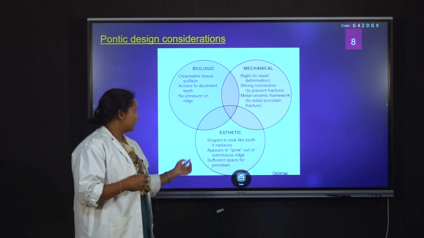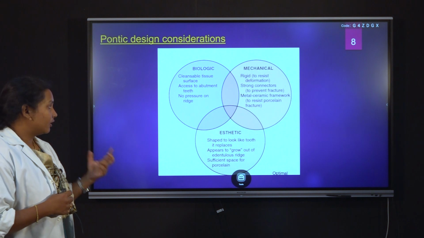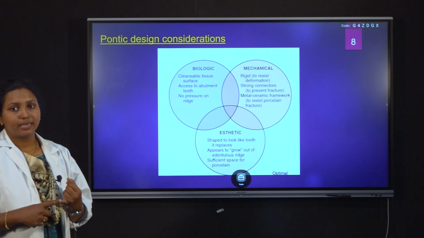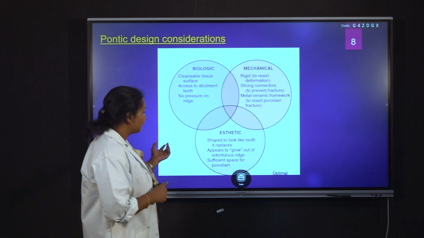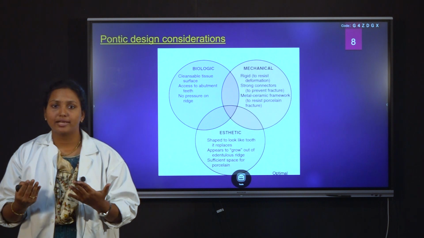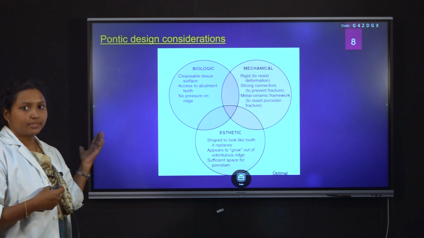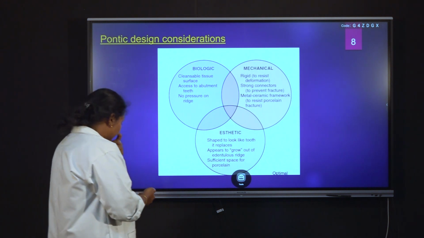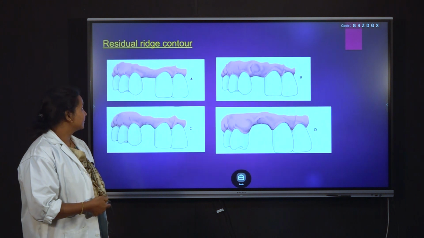And aesthetic considerations. The tooth we are replacing should be identical to the tooth which has been lost, and it should appear as if it is coming out of the ridge, like a natural emergence profile should be there for that Pontic, and there should be sufficient porcelain for the tooth that has been replaced.